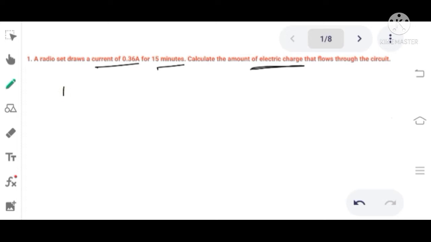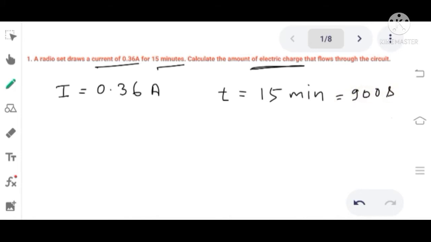So step 2, let's write down what is given. Current I is equal to 0.36 amperes. Time is given as 15 minutes. Now here time is given in minutes, so we need to convert it into SI units, that is seconds. It is 900 seconds: 15 into 60 is 900 seconds, since 1 minute is 60 seconds. And Q, that is electric charge, is asked. So immediately we can recall the formula I is equal to Q by T, since this formula involves all these three letters, or Q is equal to IT, just by transposing.